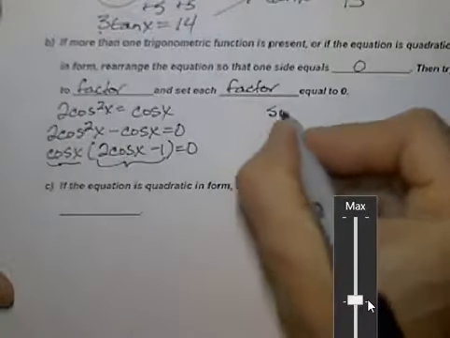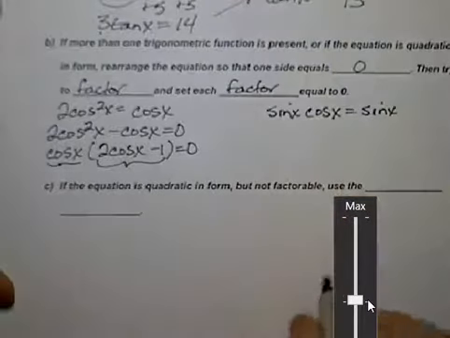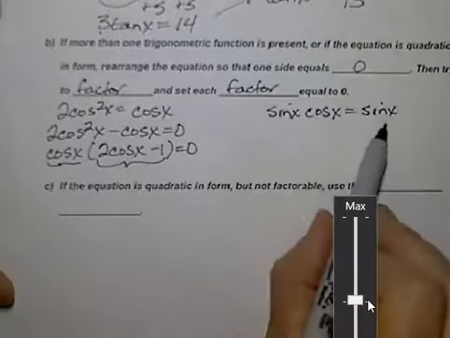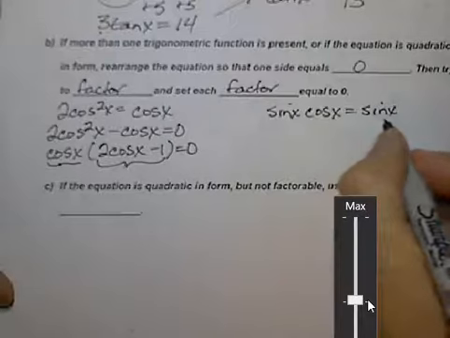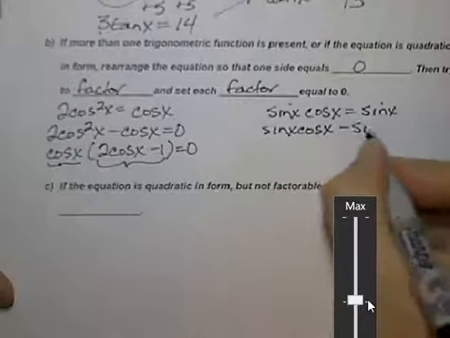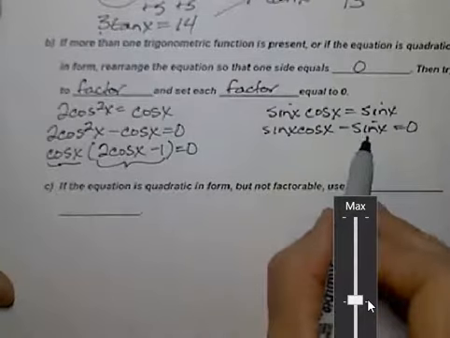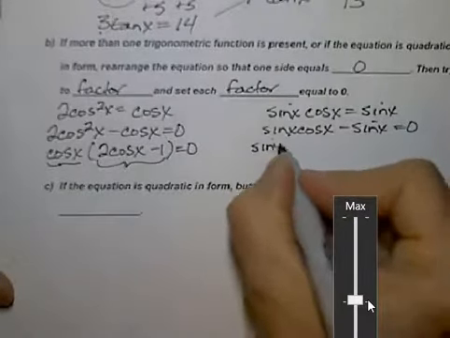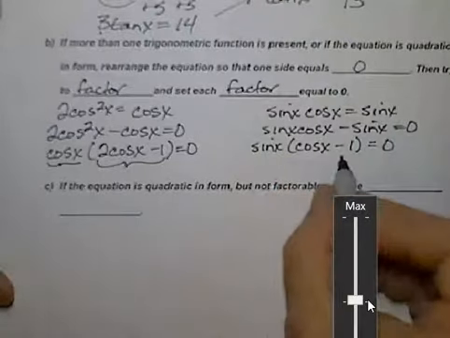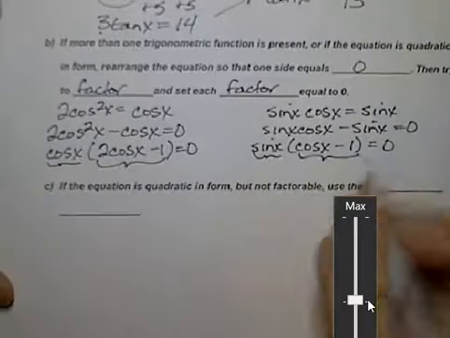Here's another example that has two different trig functions in it. This equation has both sine and cosine, so we want to do the same thing. We want to try and get everything on the same side. We could do that here by subtracting sine of x from both sides. That way we have a 0 on this side, and then on this side we have a sine of x in each term, so we could factor that out. That gives us sine of x times cosine of x minus 1. And then we would take each factor and set it equal to 0.